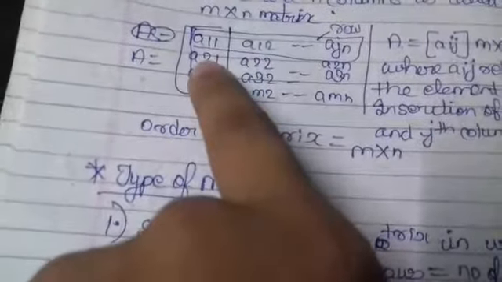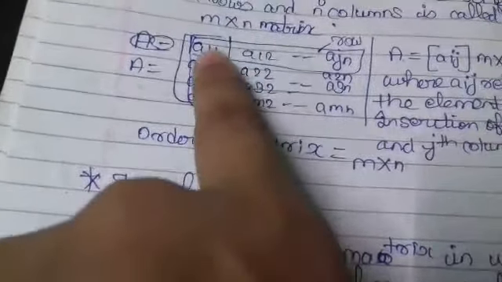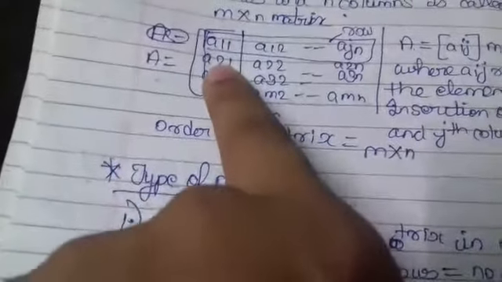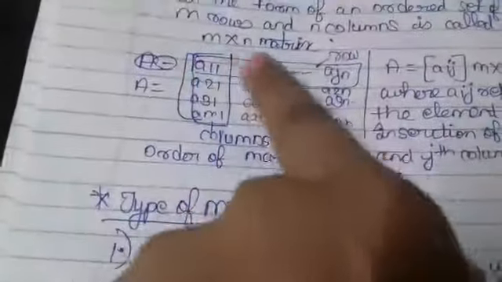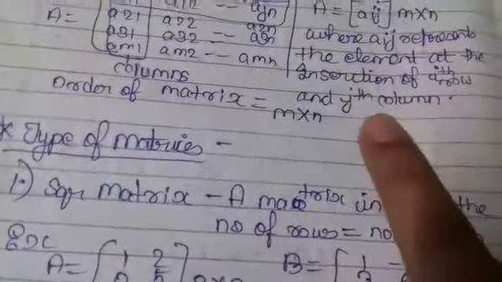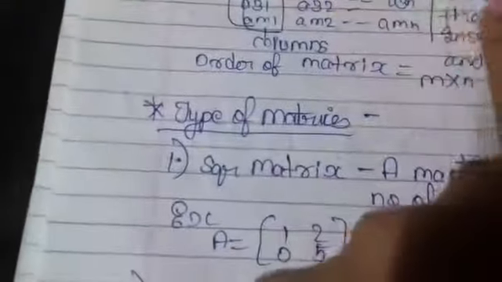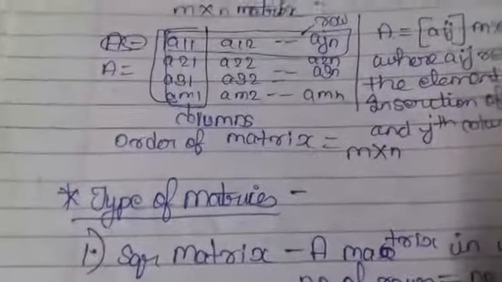And as we move along, for the second row, first column, here is A21, A22 and so on. You can see I have written rows and columns for better understanding, where Aij represents the element at the intersection of the ith row and jth column, and m into n is the order of the matrix. For example, this is a 3 into 3 matrix because there are 3 rows and 3 columns.